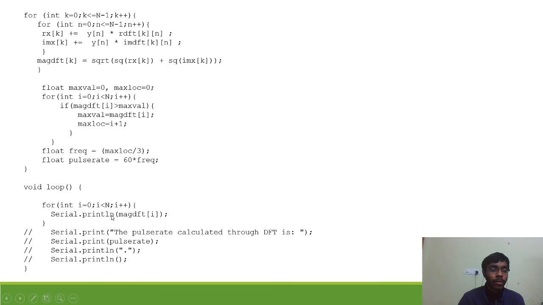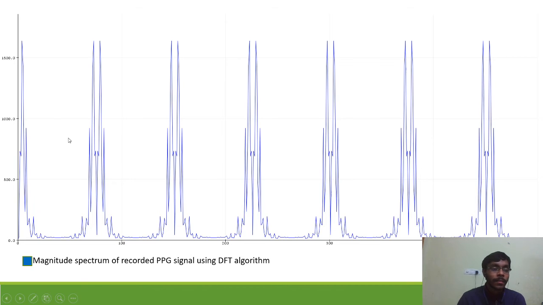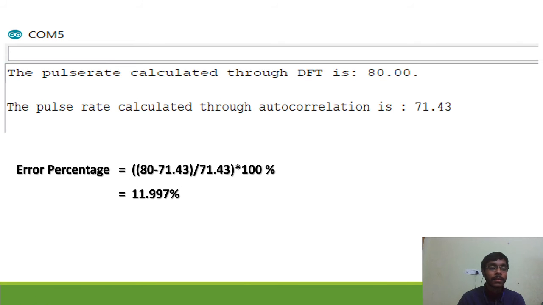So in void loop, first we are printing the magnitude plot, that is printing mag DFT of I. And if we comment this one and put the second part, then it prints the pulse rate. So let's look. This is the magnitude response we plotted through the DFT algorithm. And next, the pulse rate calculated through DFT is 80.